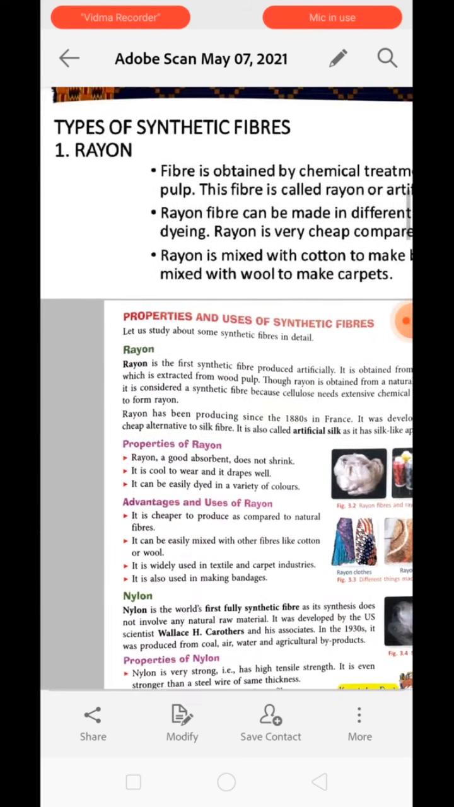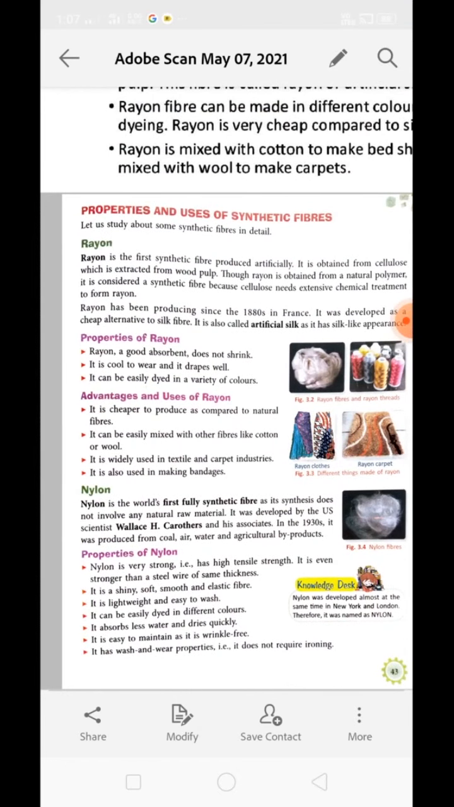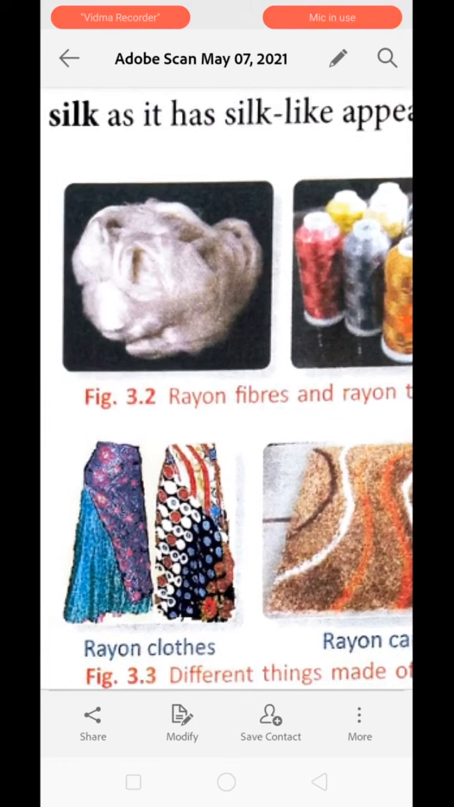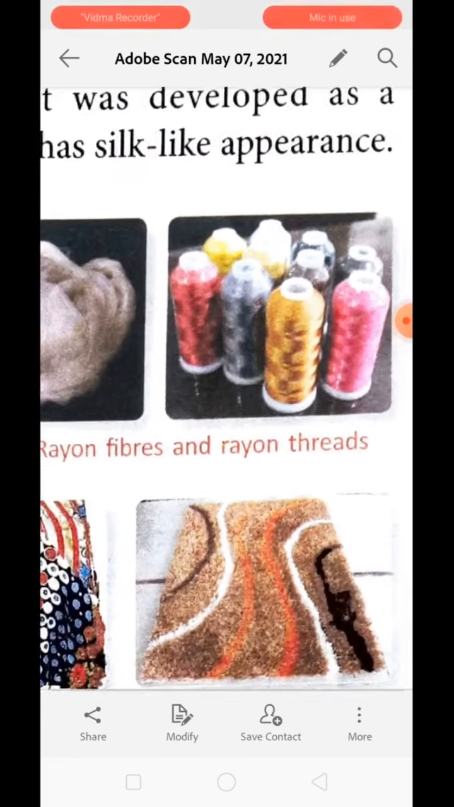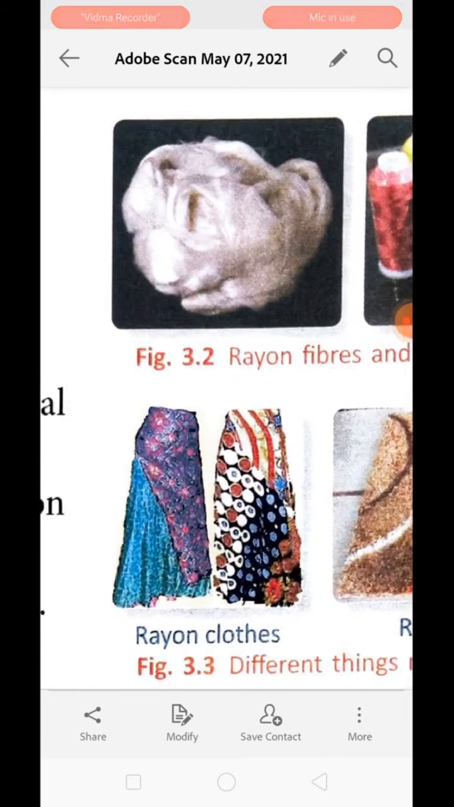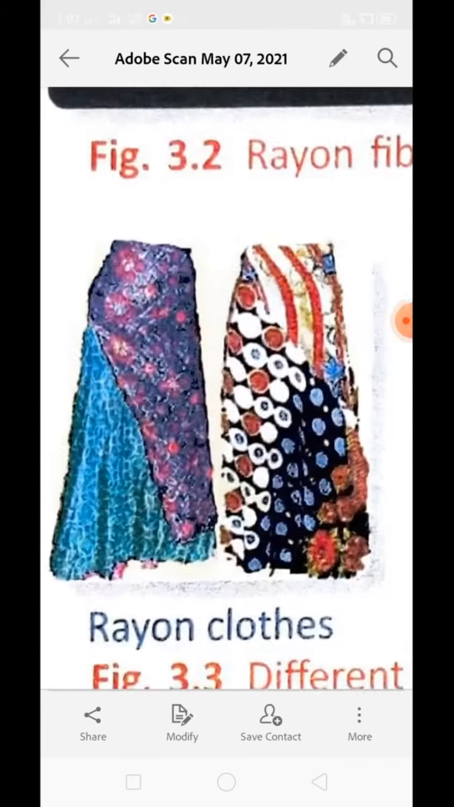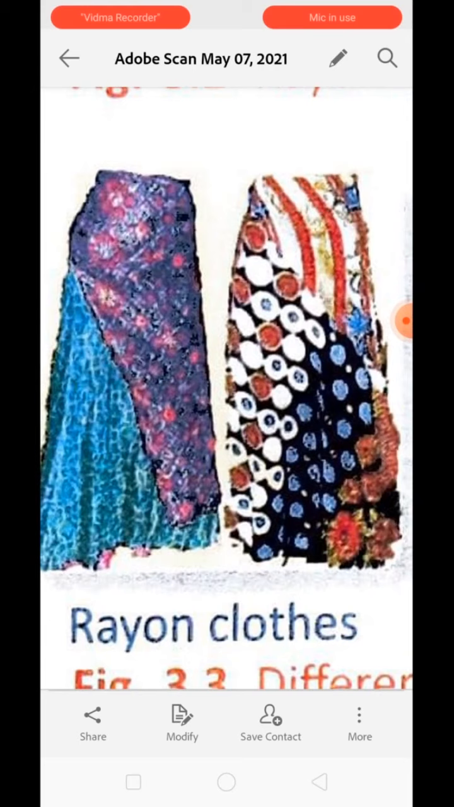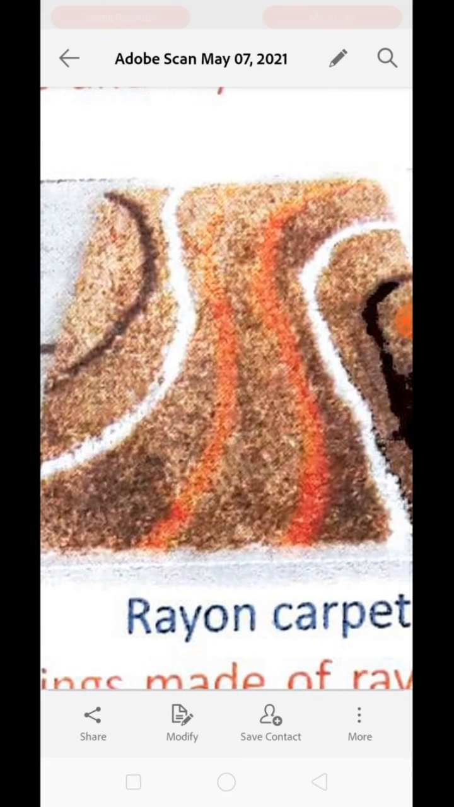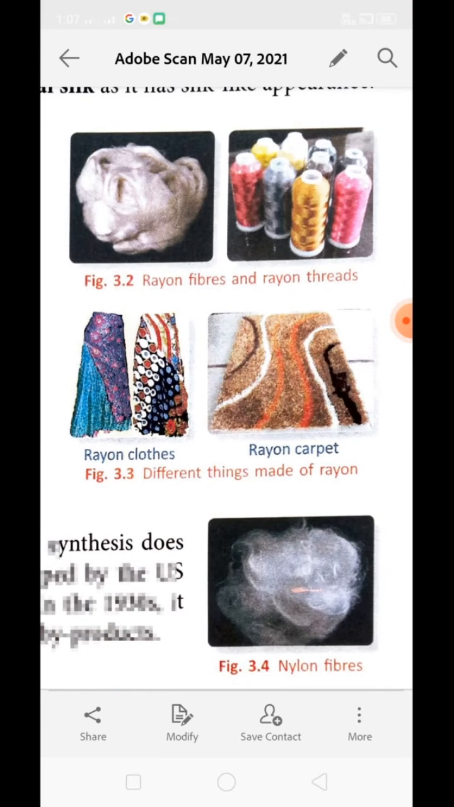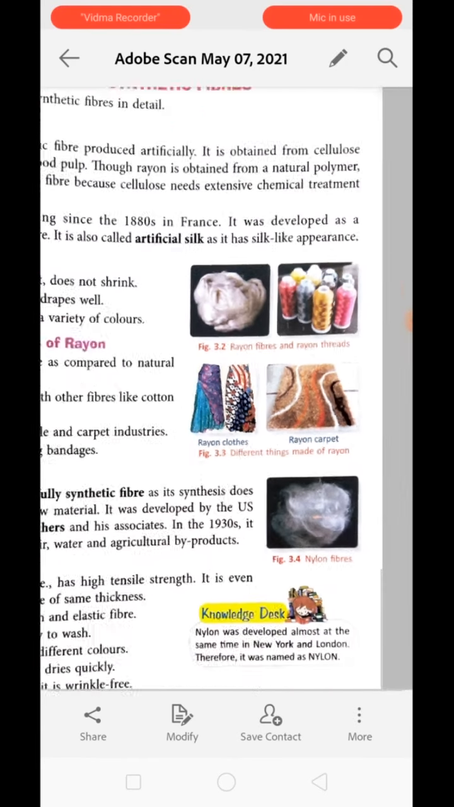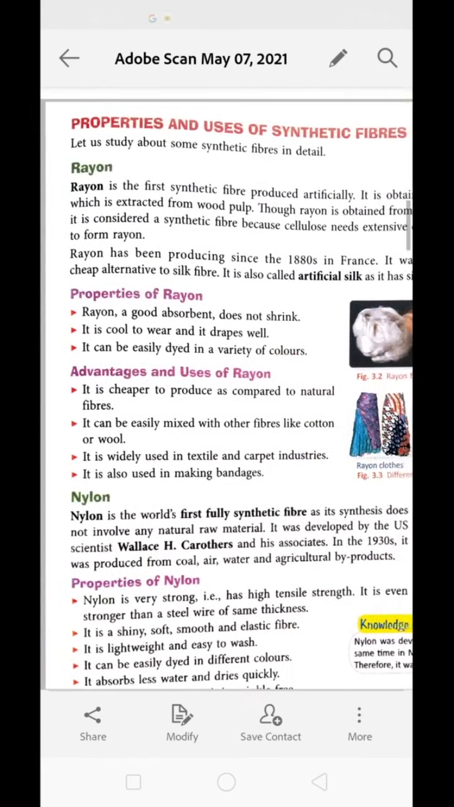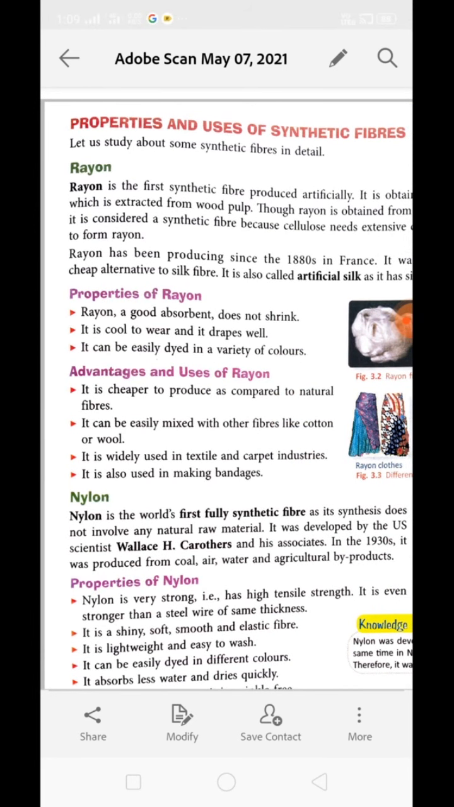So here the first one is rayon. You can see certain examples of rayon over here. See, this is rayon thread, and this is rayon fiber, and you can see cloth made up of rayon, as well as the rayon carpet. Means rayon has been used to make many things. Now we are going to study the characteristics and what rayon actually is.